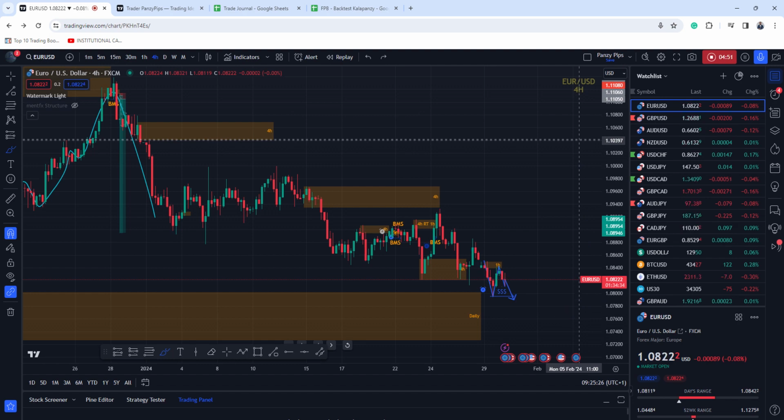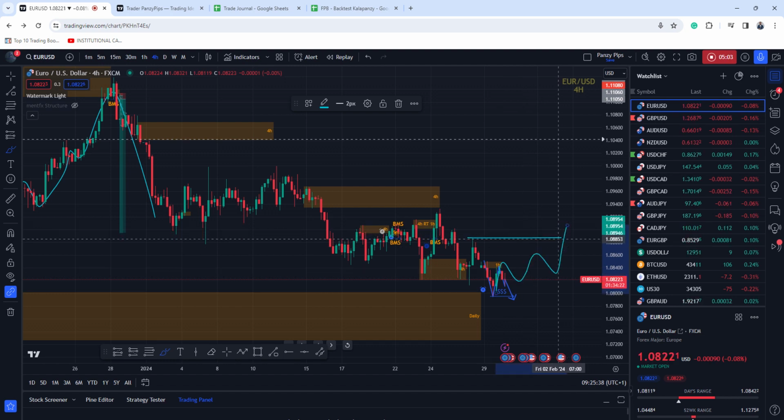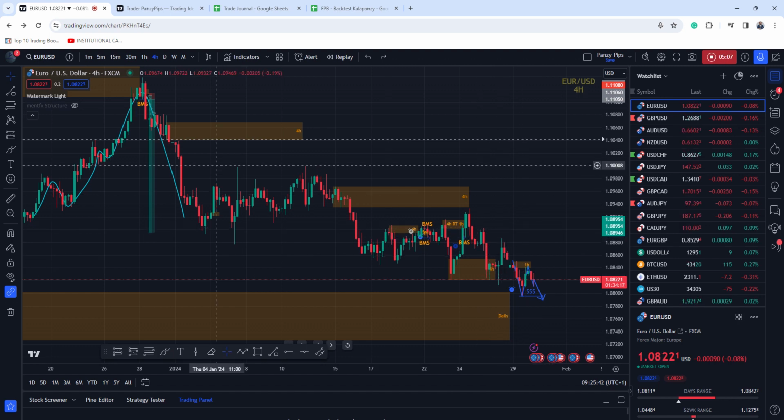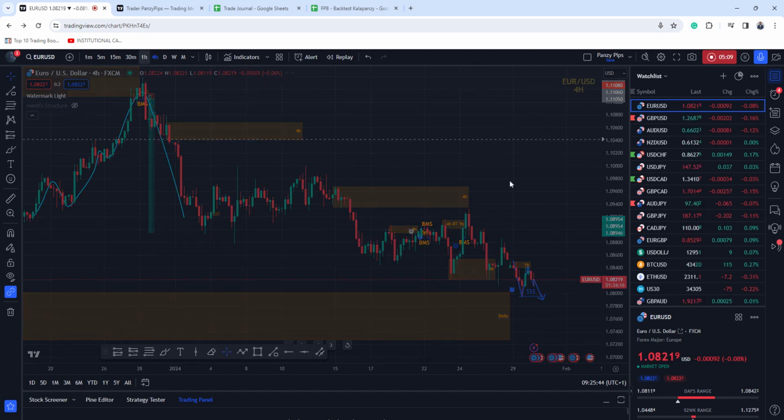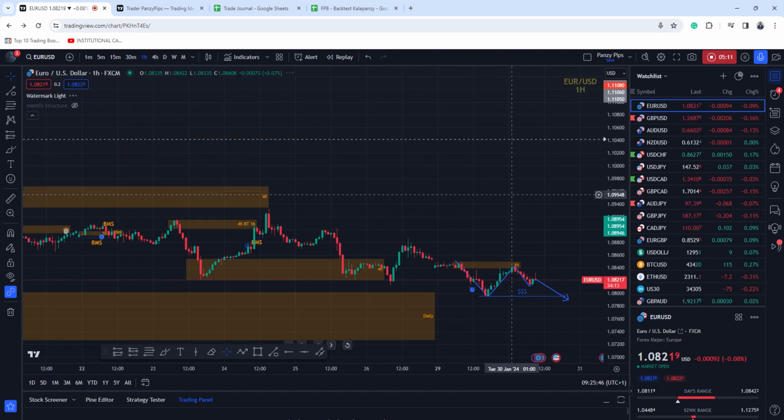Now whichever way it is, the 4 hour is bearish. We are yet to see a bullish reversal. A bullish reversal should be a clearing of this zone, that should give us a bullish confirmation. So we want to see this. That will give us confirmation that this market has switched bullish on the 4 hour. Now let's go to the 1 hour and see what we have here.